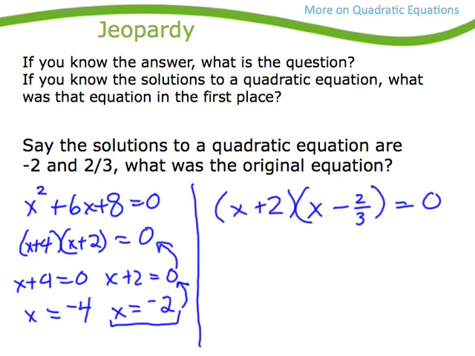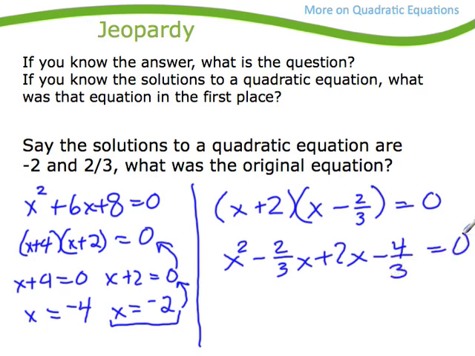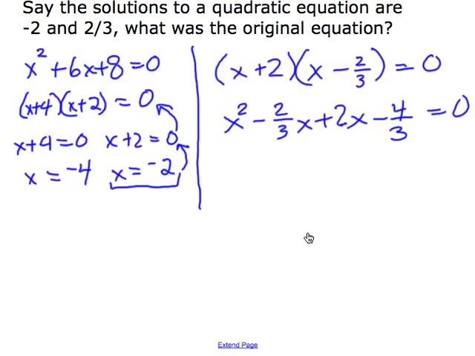So let's FOIL. So x squared minus 2/3 x plus 2x minus 4/3 is equal to 0. I look at it and I say, fractions are ugly. Let's use the "I hate fractions" rule and just multiply the whole thing by 3. That's the lowest common denominator.